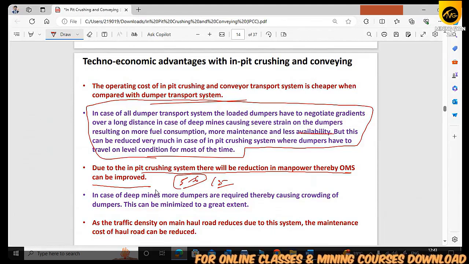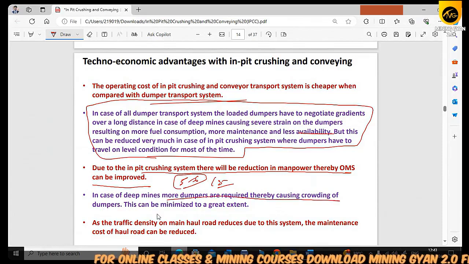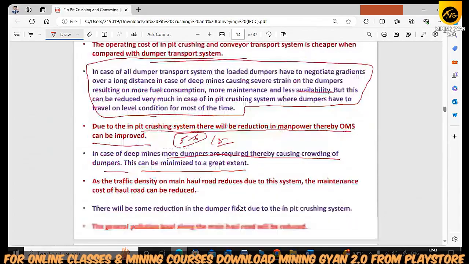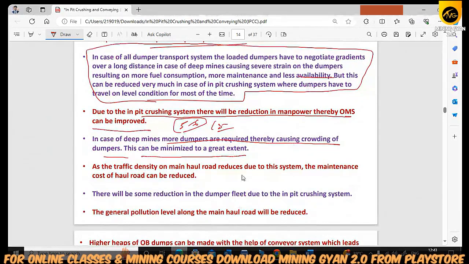In the case of deep mines, more dumpers are required, causing crowding of dumpers. This can be minimized to a great extent. As the traffic density on the main haul road reduces, the maintenance cost is also reduced. If you install the in-pit conveying system, what will happen? It will help reduce the cost of maintenance of the haul road basically. So there will also be some reduction of the dumper fleet due to the in-pit conveying system.